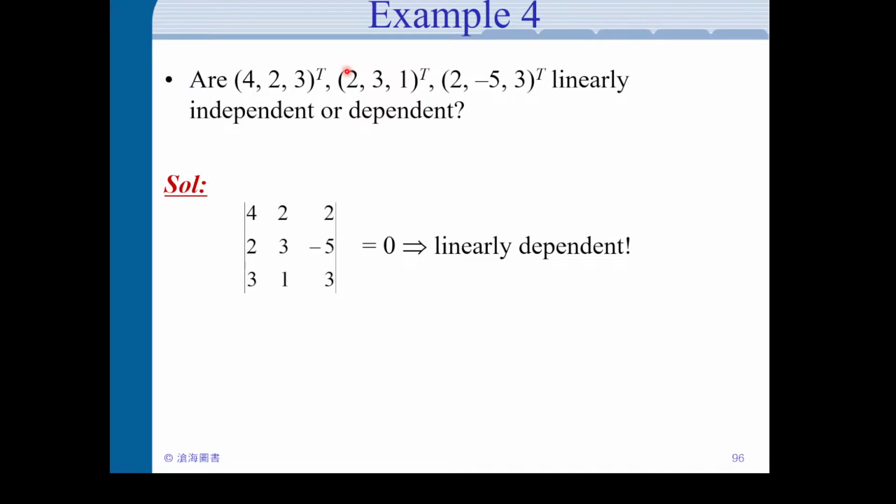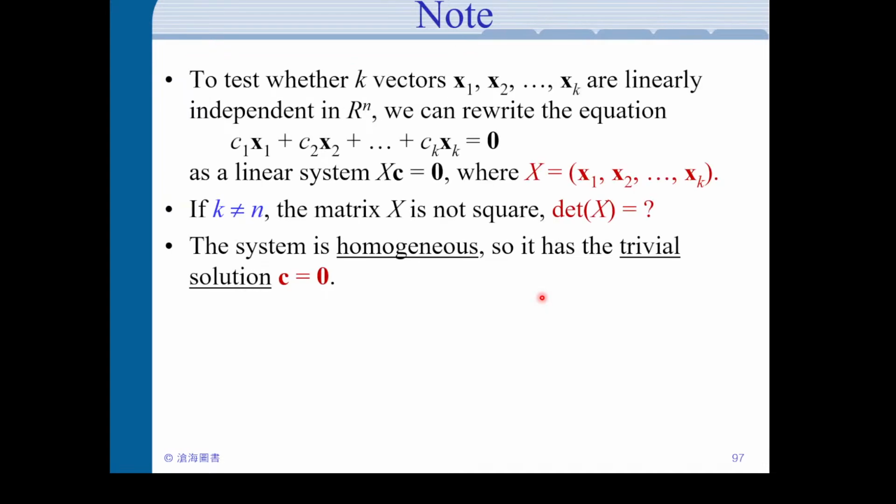Okay, we have an example here. You have 3 vectors, you calculate the determinant, and you see 0, so the vectors are linearly dependent. As we said, that only works when the number of vectors equals the dimension of your vectors. So if you have k vectors in Rn but k is not equal to n, then what should we do?